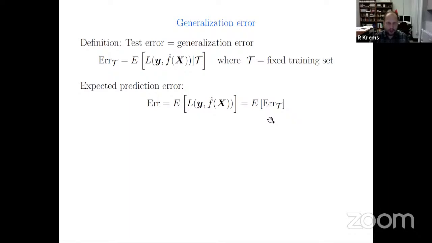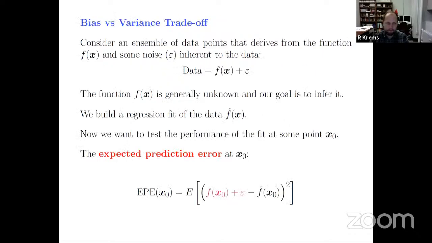Okay, so let's take a look at this expected prediction error and analyze how it behaves as a function of the model complexity. What we want to be able to do at the end of the day is compare models of different complexity. And this is where the bias versus variance trade-off comes in.